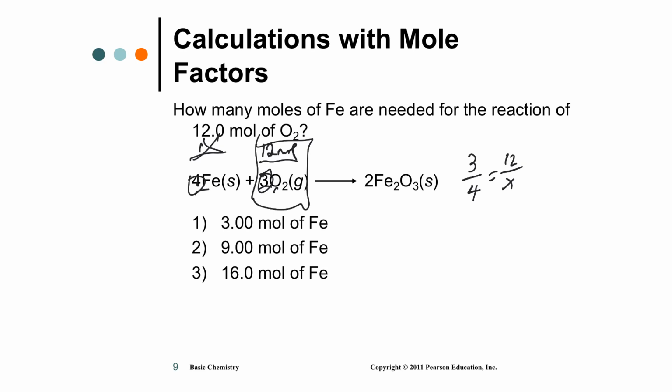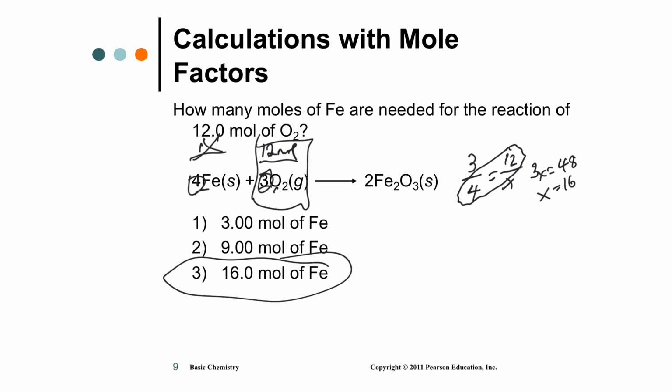Now, how do I solve for x? Well, I've got 12 times 4, okay, is 48 equals 3x. 3x equals 48. Okay, well, 3 into 48 is 16. So x equals 16. It's 16 moles of iron.